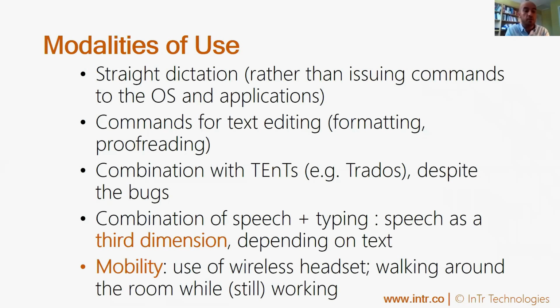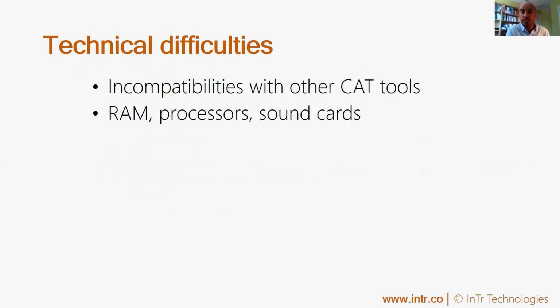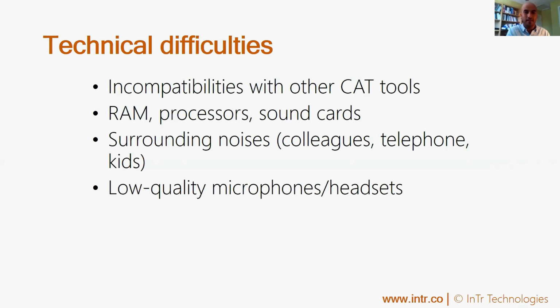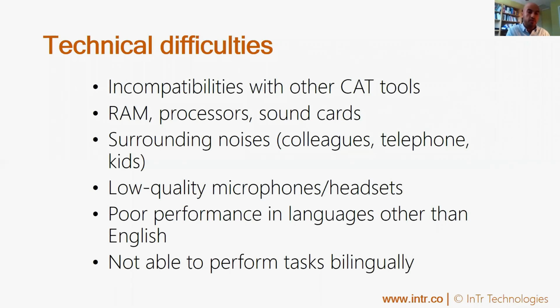Another thing I want you to keep in mind is the mobility. Some translators say, I use a wireless headset and I walk around the room while still working. So this is very interesting. There are some difficulties with the traditional software: incompatibilities with CAT tools, problems with sound cards and processors. Surrounding noise is a problem, like a dog that is just barking. I don't know where it's coming from, but that is a problem in a voice dictation environment as well. So that happens a lot. Also low quality of microphones and headsets, poor performance in languages other than English, and not being able to perform your task bilingually.